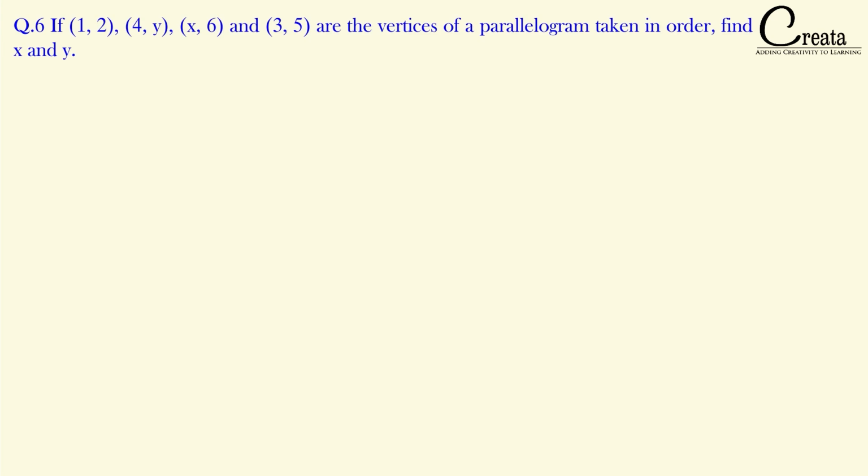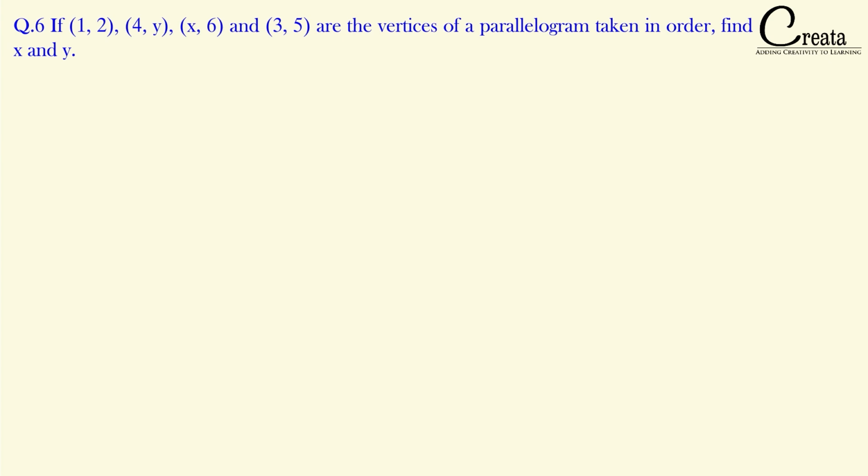So without taking any further time, let's start exercise 7.2, question number 6. Here it is. The question is, if (1, 2), (4, y), (x, 6) and (3, 5) are the vertices of a parallelogram taken in order, find x and y.